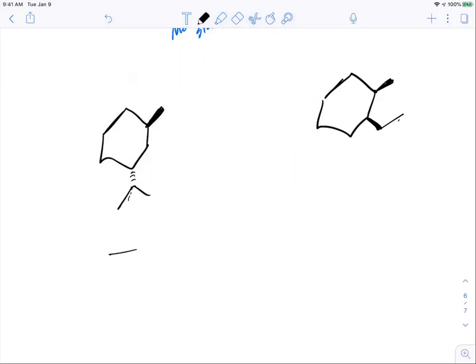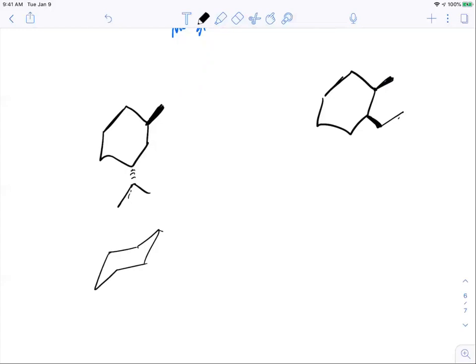So first, what you do is just don't worry about where everything is yet. Just draw yourself a chair, right? And then what I tend to do is take the largest group and put it first, equatorial, right? So if we look here, I'm going to put this one, let's see. No, that's not going to work. So let's put the biggest group here, right?